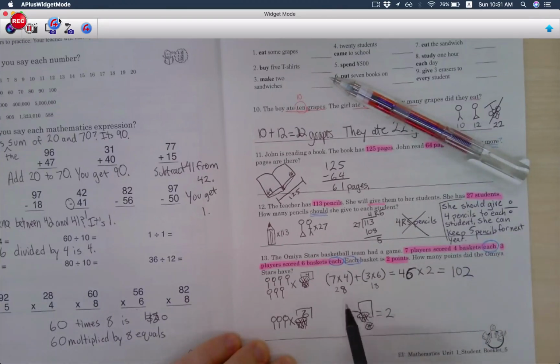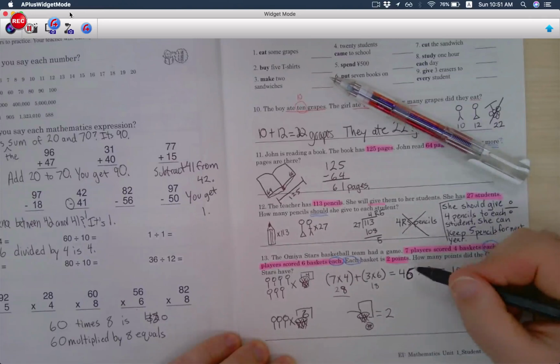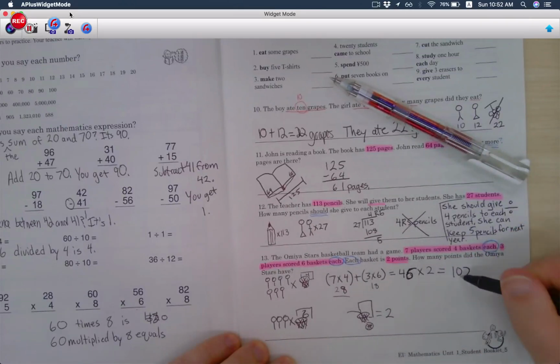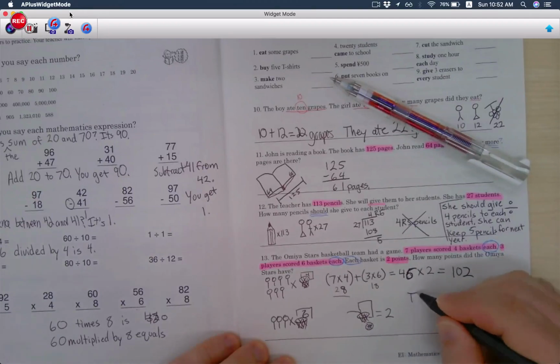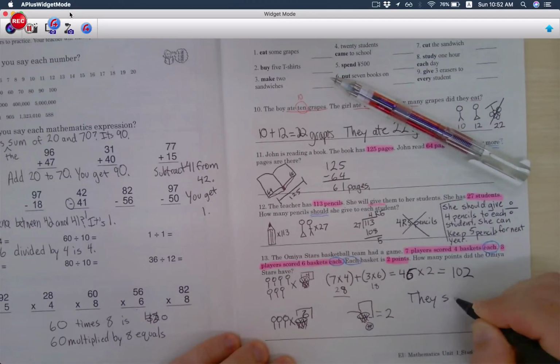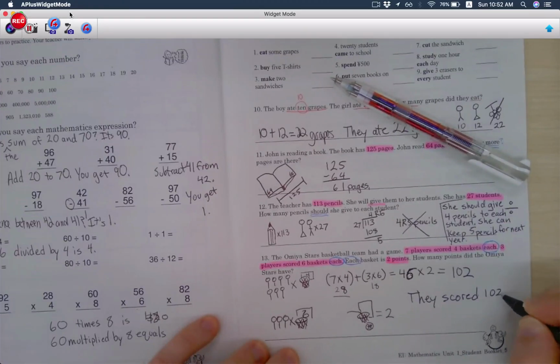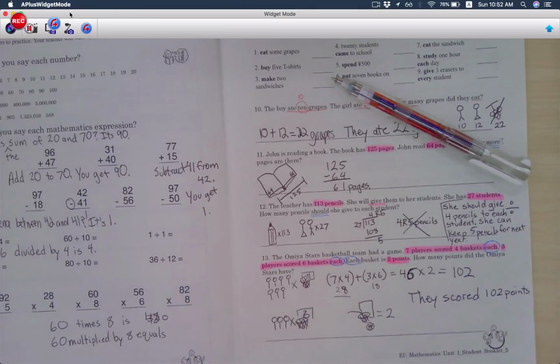I've made a mistake. So I said 27 instead of 28, and that means I was off. So it should be 46, and that means the answer should be 102. So they scored 102 points. And that's my answer. Now, let's go back to the rubric.